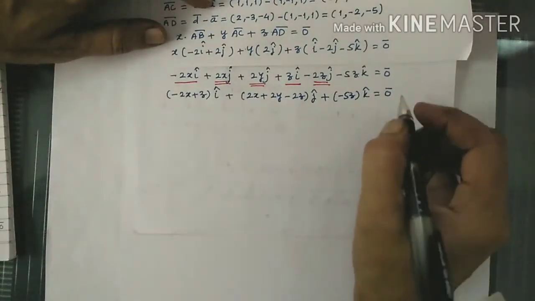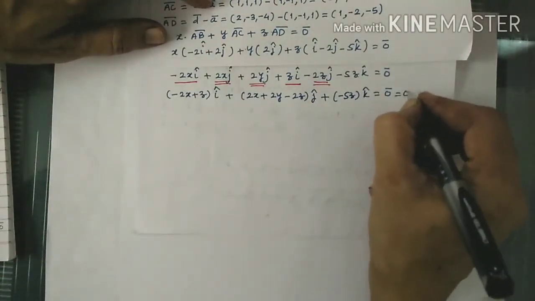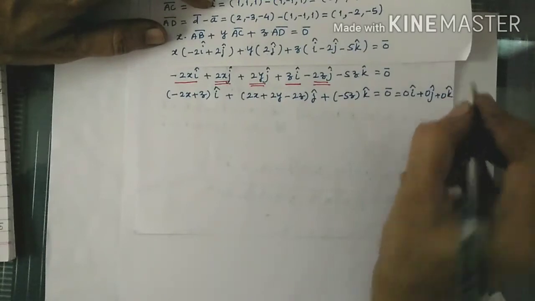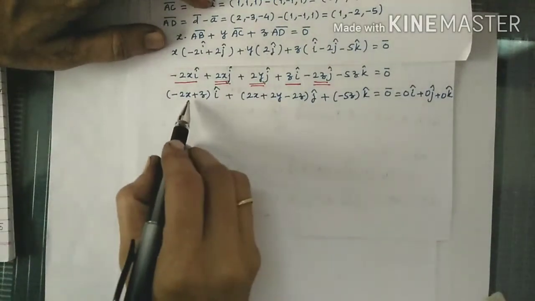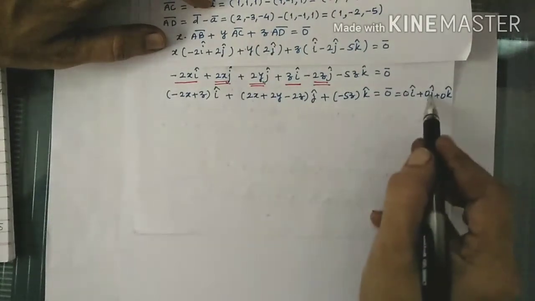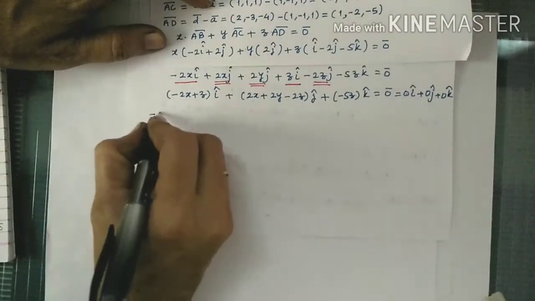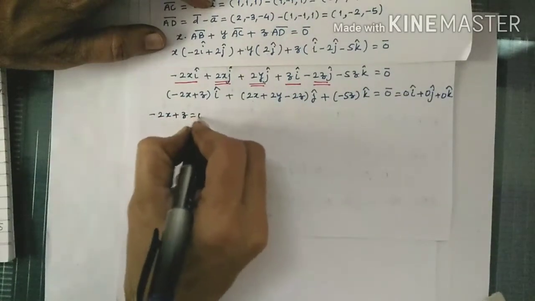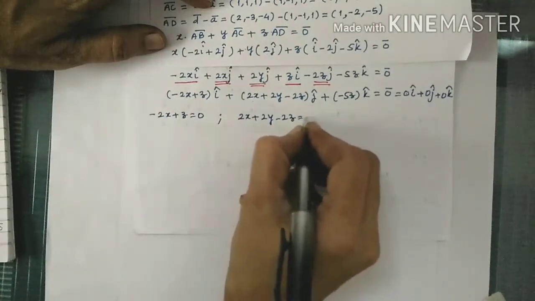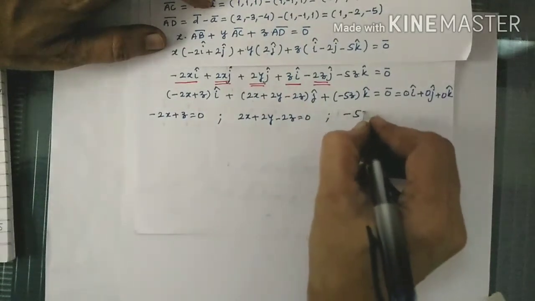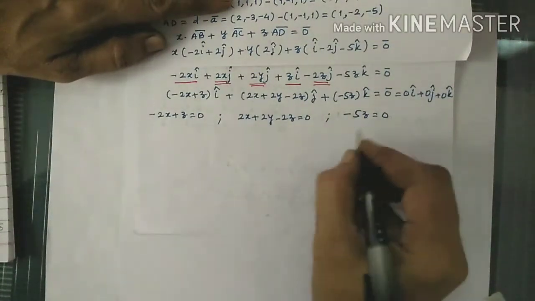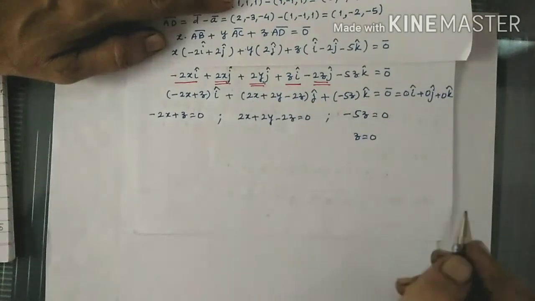Now, by the uniqueness of the linear combination, 0 bar we can write as 0 into i cap plus 0 into j cap plus 0 into k cap. So by the uniqueness of the linear combination of i, j, k, this bracket is 0, this bracket is also 0 and this bracket is also 0. So we have minus 2x plus z equal to 0, then 2x plus 2y minus 2z equal to 0 and minus 5z equal to 0. See, in the last term we have minus 5z equal to 0. Dividing by minus 5 we get z equal to 0.